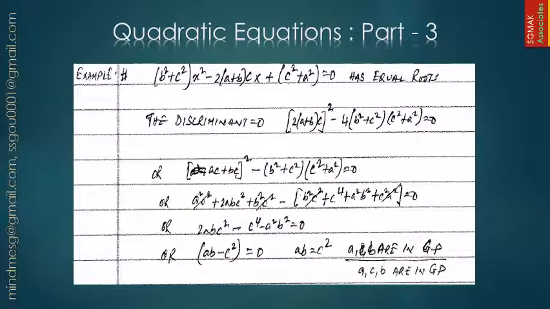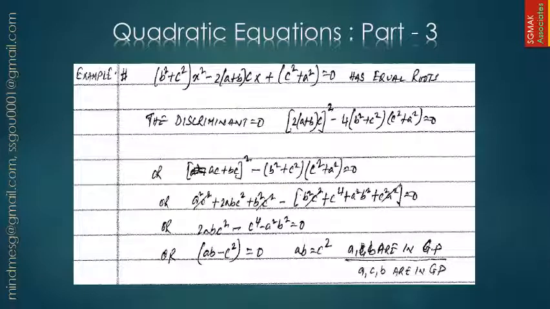The quadratic equation b squared plus c squared multiplied by x squared minus 2 times a plus b times cx plus c squared plus a squared equals 0. So you can always map it in terms of ax squared plus bx plus c. Now this equation has equal roots, so the discriminant must be equal to 0. So if we set up the discriminant, then we get the expression ab equals c squared.